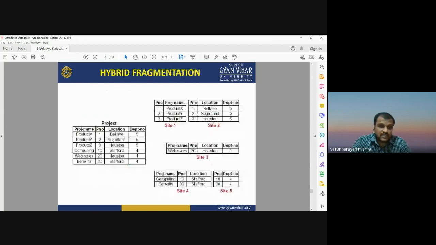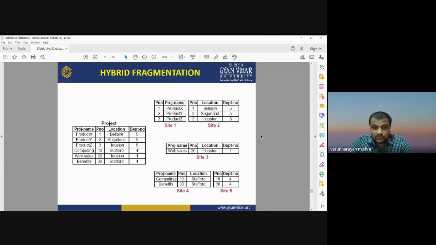This is another example of hybrid fragmentation. You can see we have a table named project. Under this table, we may have the information about the project name, the P number, the location, and the department number. Now, this table is about to be fragmented into different tables on the basis of their site information. The first fragmented table has the P number and project name.